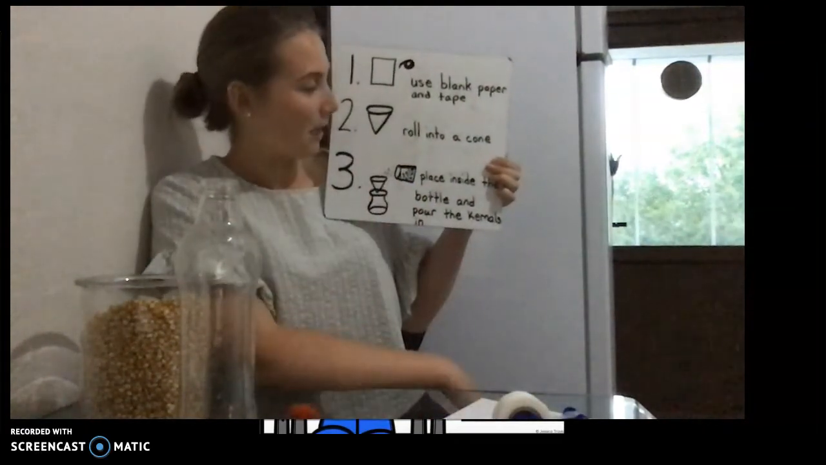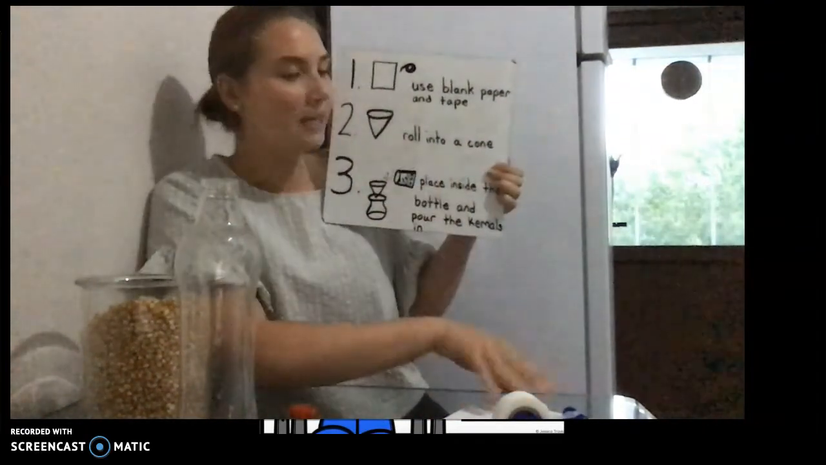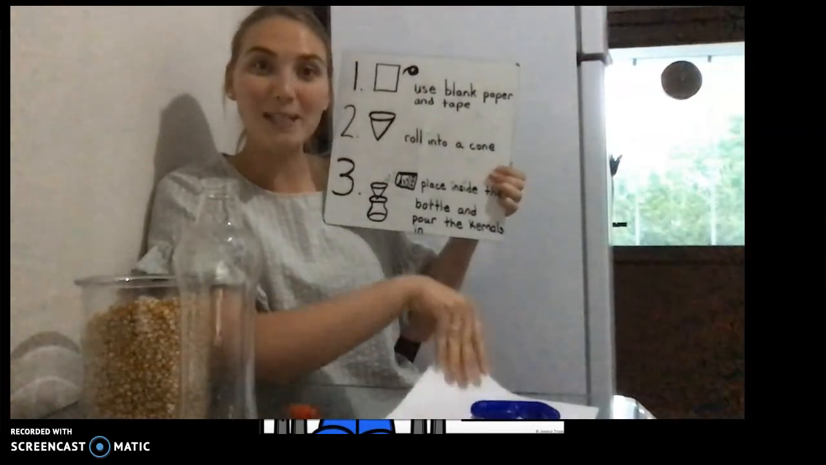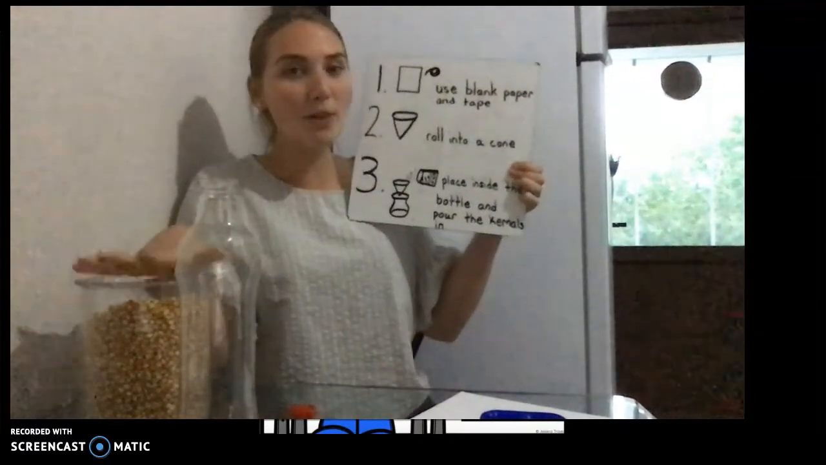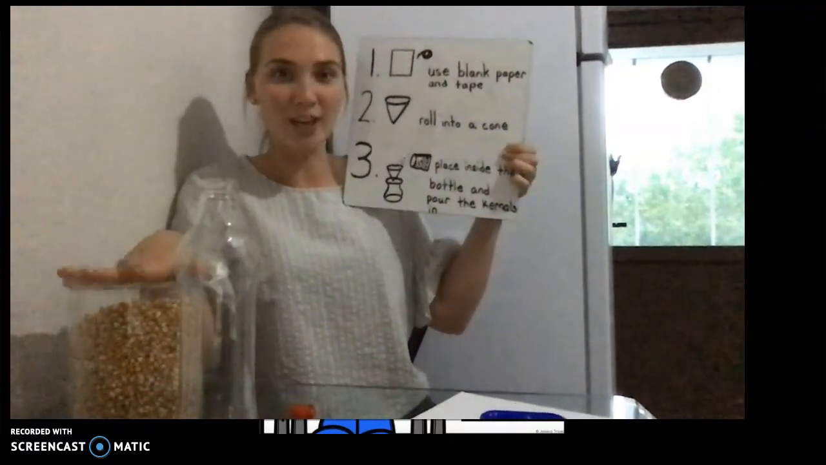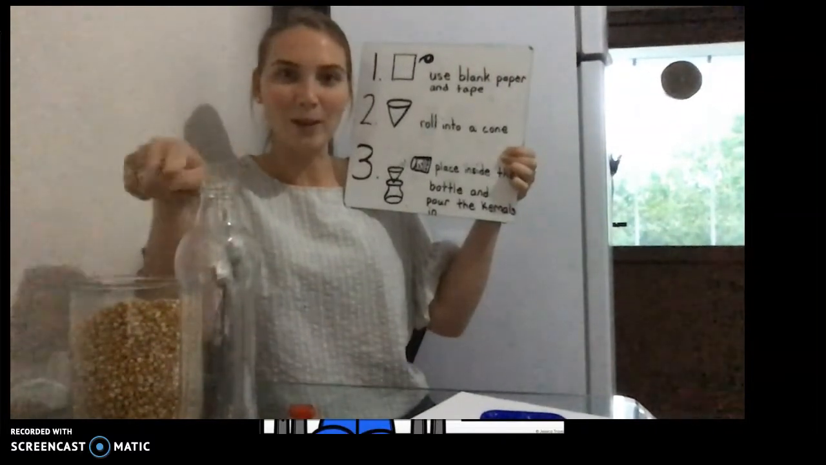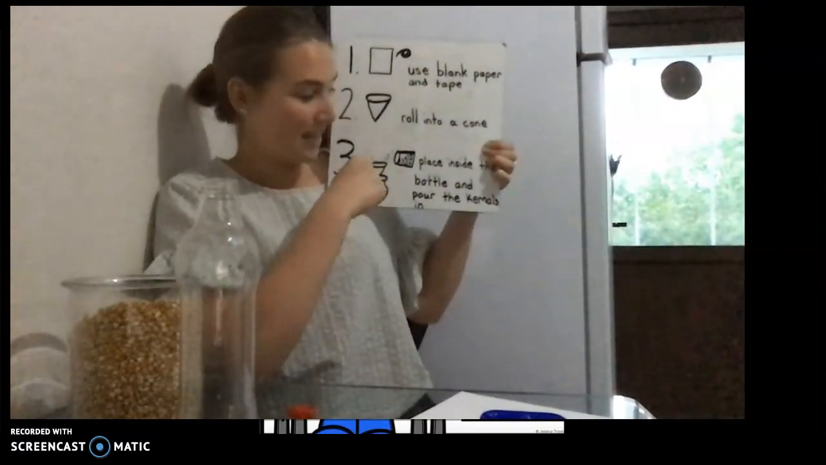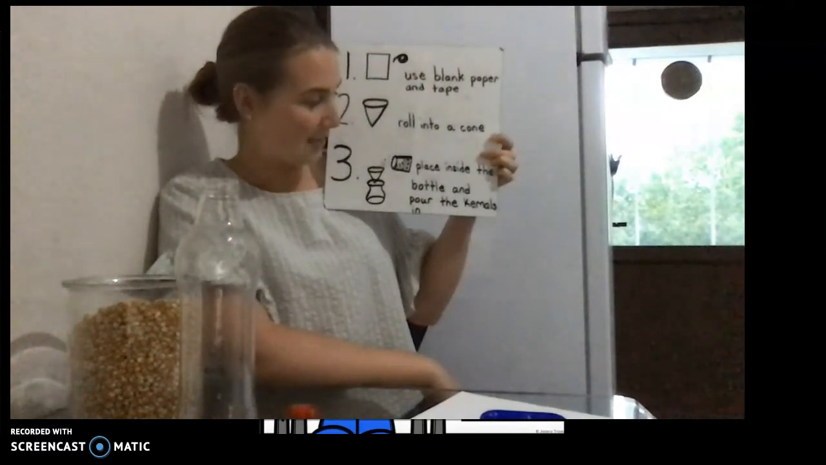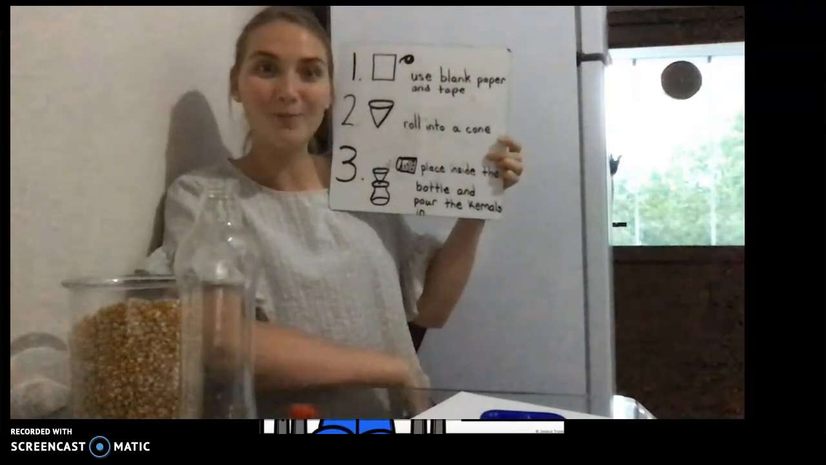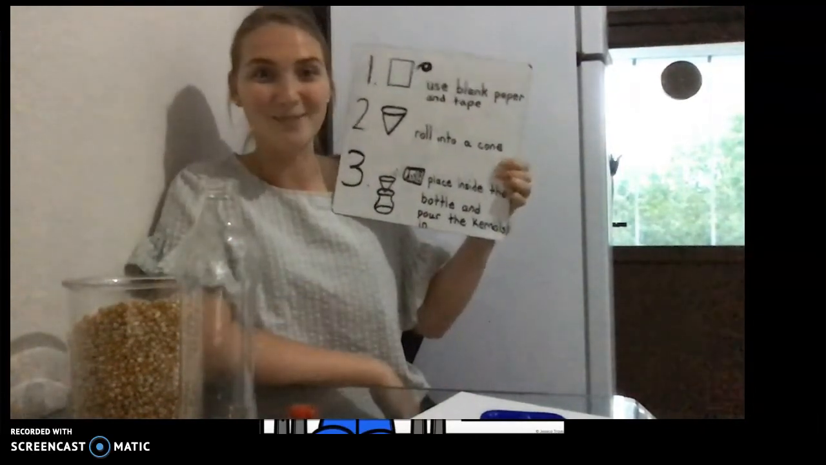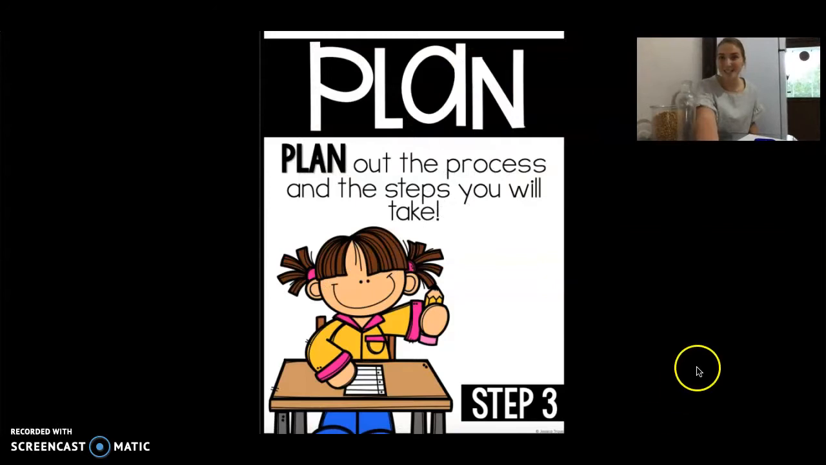The second step I will do is to roll the paper into a cone and tape it closed. The last step is I will pour the popcorn kernels from this jar into the smaller opening using the funnel that I created. I will do this by placing the funnel inside the bottle and then pouring the kernels in. So now that I have made a plan, do you know what the next step in our process is, engineers?